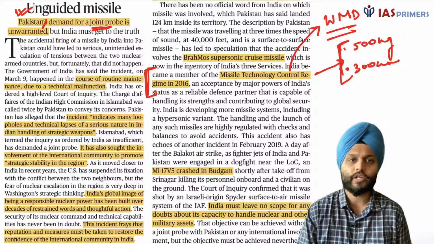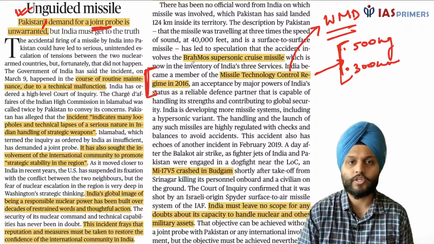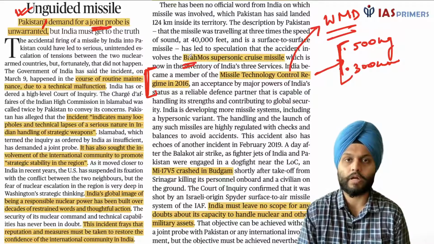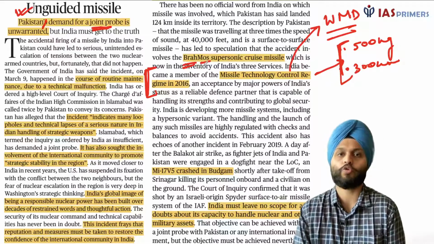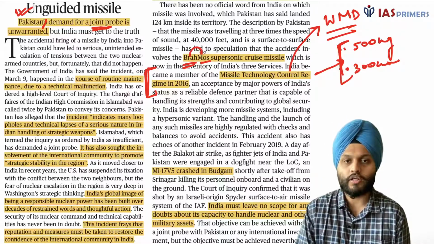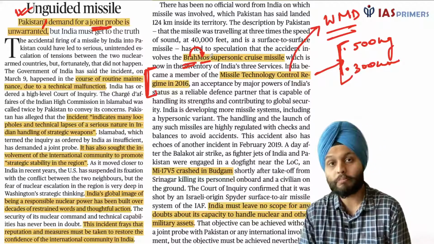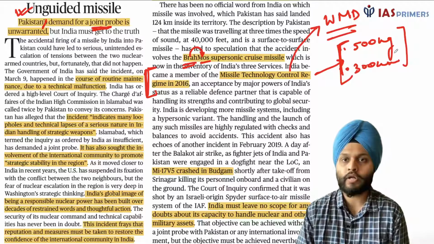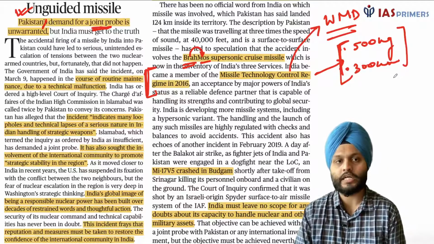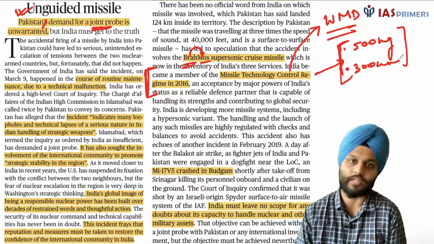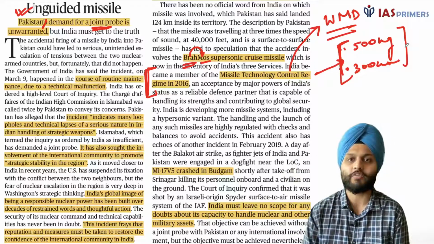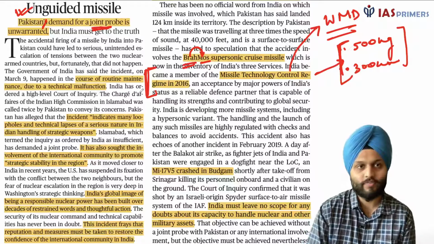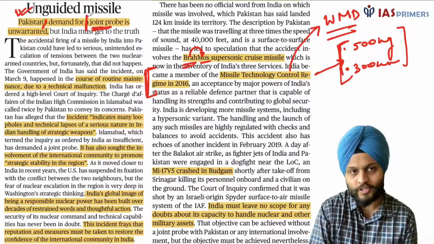So Russia and India, this is a joint collaboration, right? Named after two rivers, the Brahmaputra of India and the Moskva of Russia. Because Russia was a member back then, it had a limitation. So 500 kg payload, and the range of this missile is 290 kilometers, and this is a supersonic missile, that is, it is much faster than the speed of sound. Now think, Pakistan is demanding a joint probe.